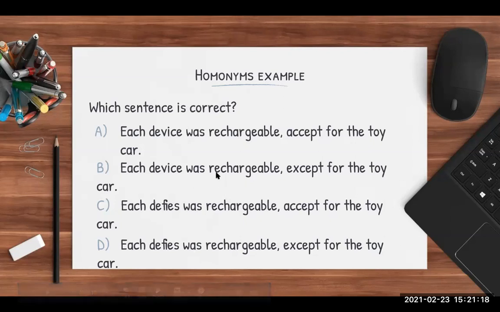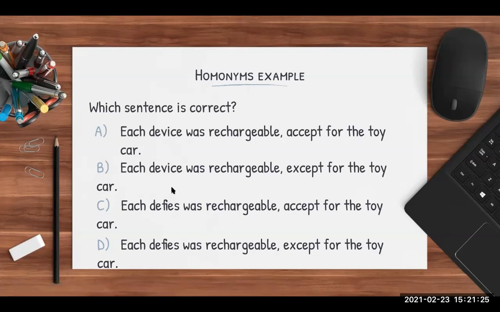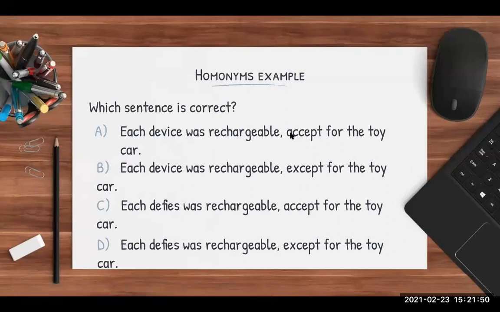So the first thing we can do is look at the words "device" and "defies." While they sound very similar, we can note that "defies" is actually a verb and "device" is the noun. So this would be talking about the object that could be rechargeable, and this is just a similar sounding word that is spelled differently and means something different. So we can eliminate these last two. So now we've got the question between "except" with an A and "except" with an E.